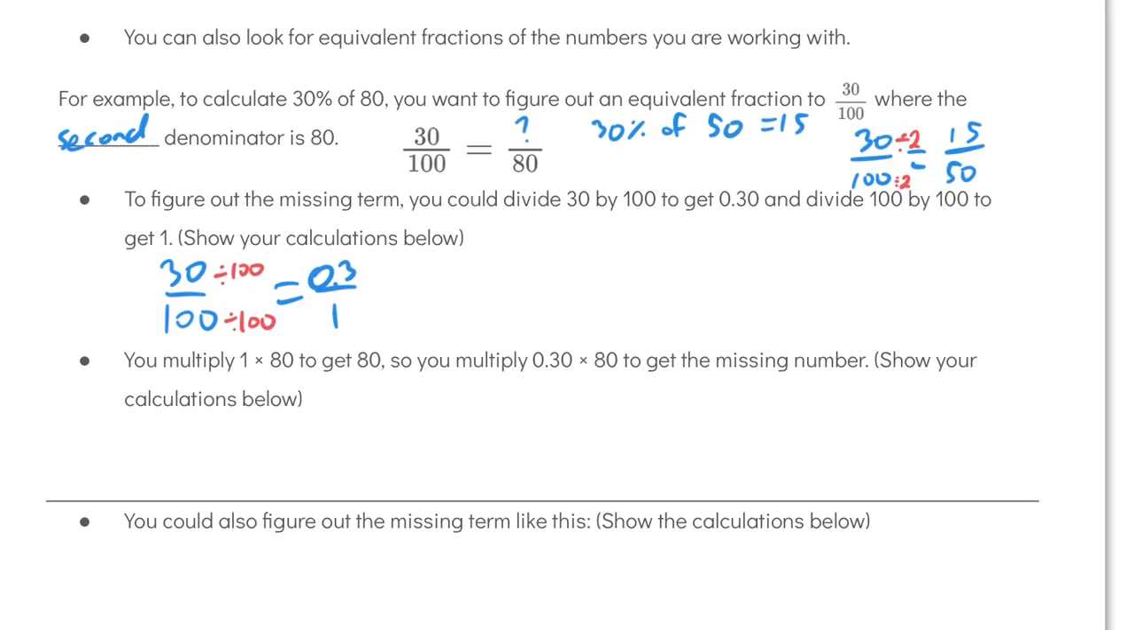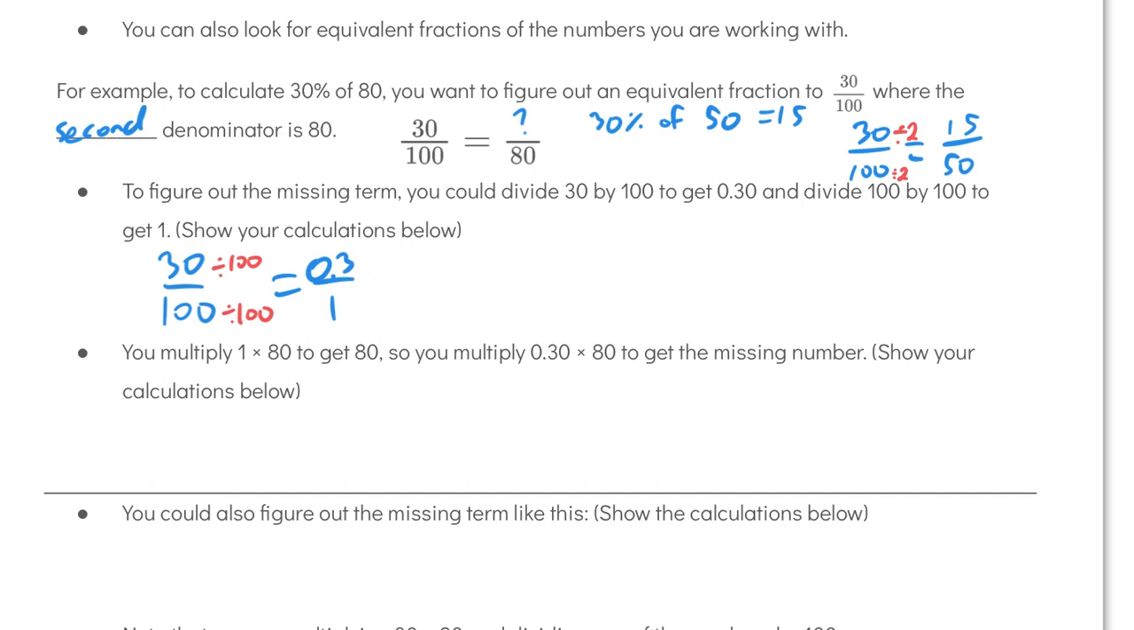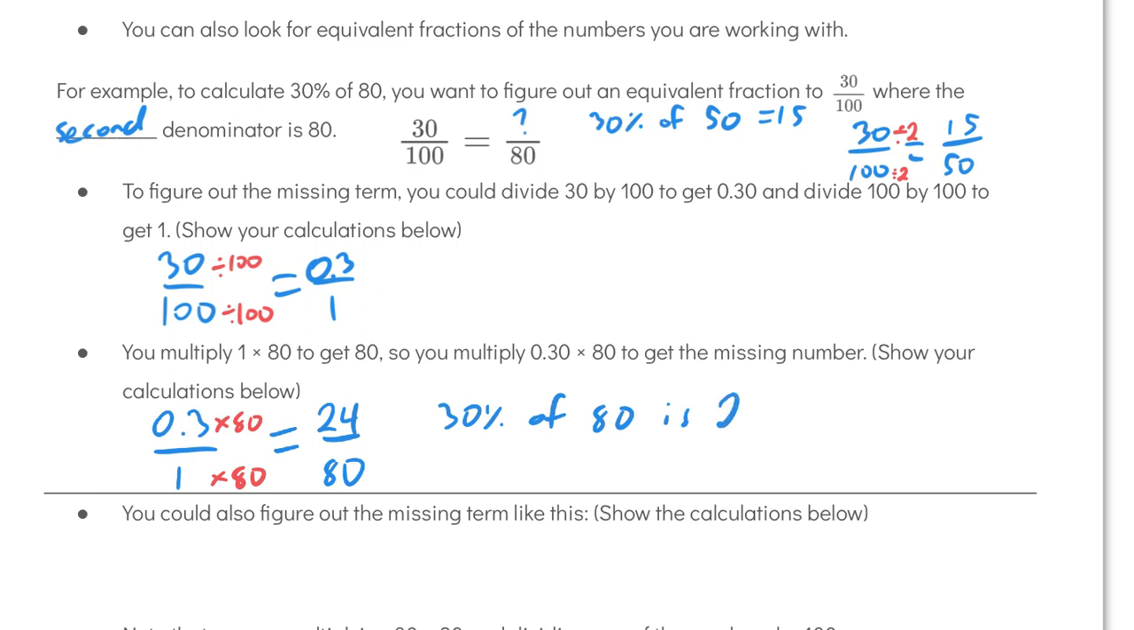Now is when I can get the second denominator to be 80. I take that 0.3 over 1, and I'm going to set up my equivalent fraction where my second denominator is now 80. I can now multiply 1 by 80 to get to 80, and I have to do the same thing to the top. And 0.3 times 80 is 24. So my answer to the question 30% of 80 is 24. And there is my answer right there.